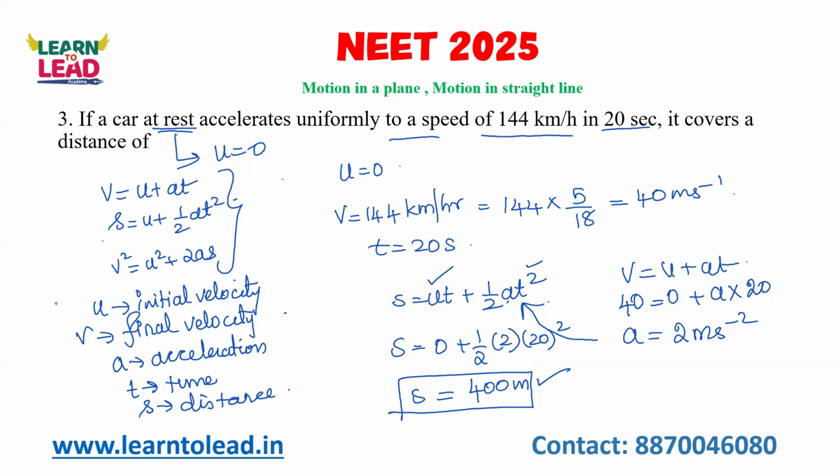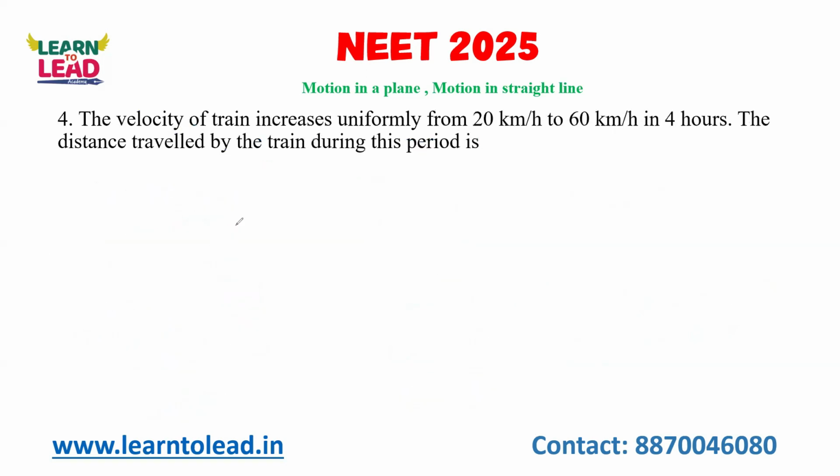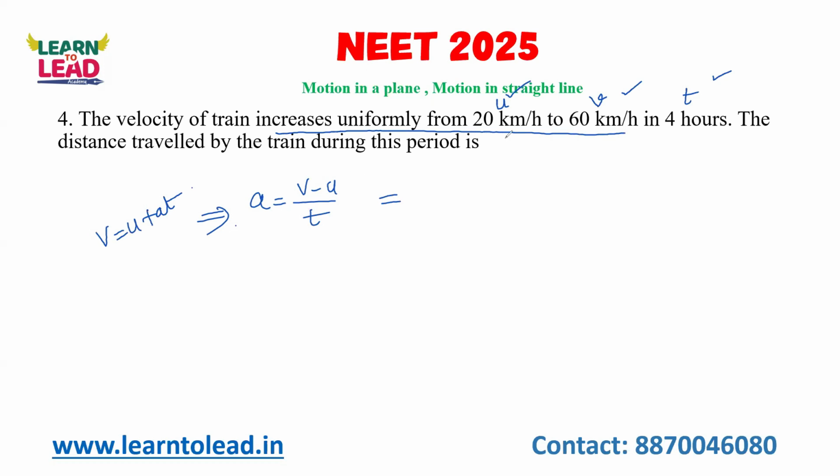Now, let us move to the next question. The velocity of a train increases uniformly from 20 km per hour to 60 km per hour. See, initial velocity u and final velocity v and time taken is t. We need the distance traveled, by the same concept. First, with the given data u, v and t, you can find the acceleration: v minus u by t. I have written this formula from the base equation v is equal to u plus at. The difference between the speeds is 40, divided by 4 hours, so 10 km per hour square is the acceleration.